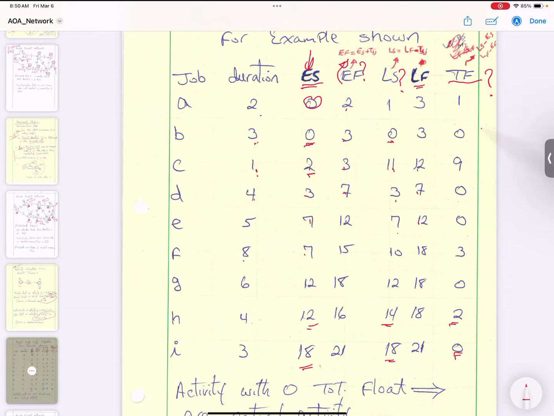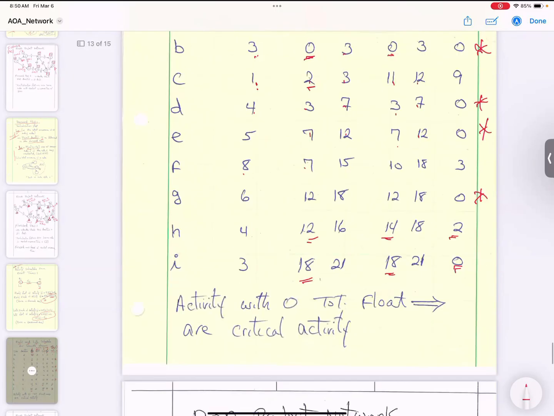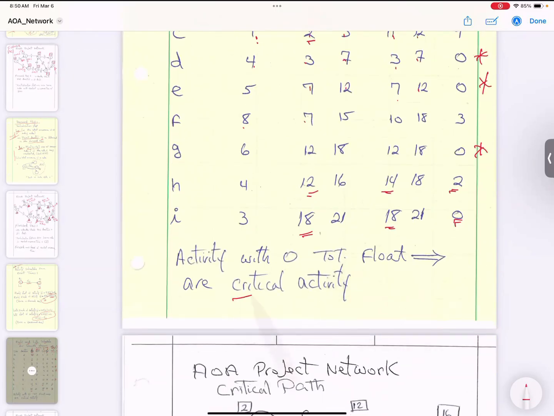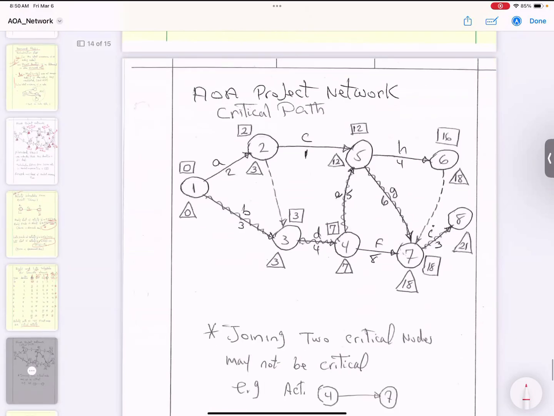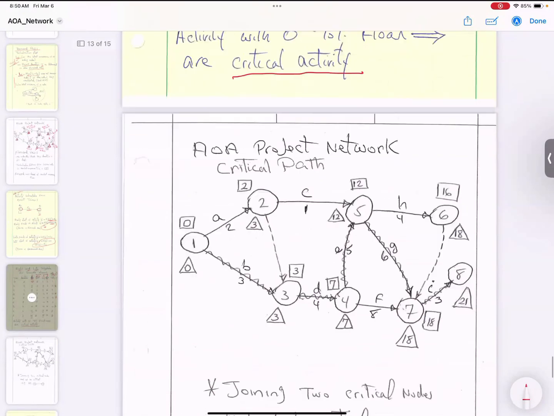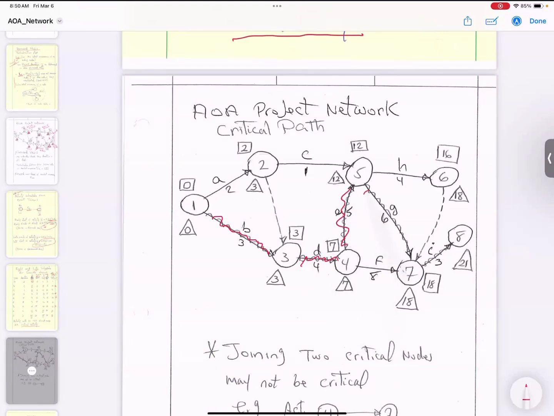Time float means that wherever you see 0, those are critical. It means that you cannot delay that activity because it shows 0. Activity A, you can delay it by 1 day, nothing is going to happen. Activity C, you can delay it by 9 days, nothing is going to happen. So these are the time slack on these activities. So activity with 0 total float is a critical activity. That's going to be a question in the exam. So you look at all these zeros and look at your network and put those activities in red. It means that in your network, all these activities are critical. A project manager must pay attention, making sure that all these activities are done on time.